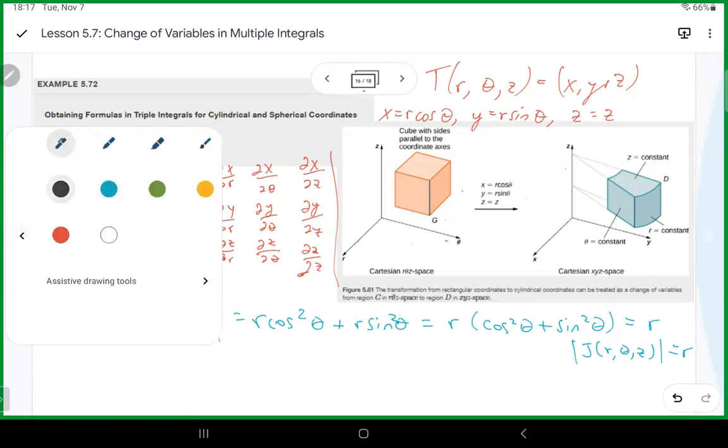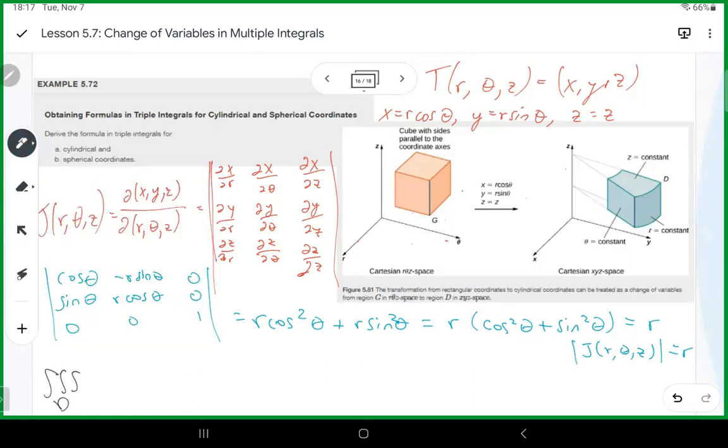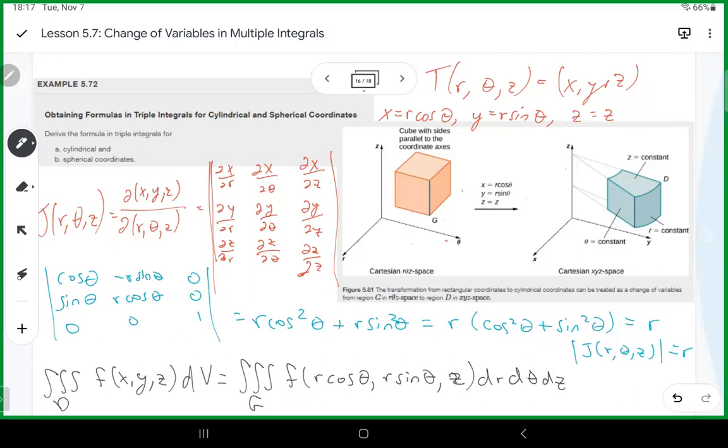So then our last step, dv. All right, so that's all they needed for that one.